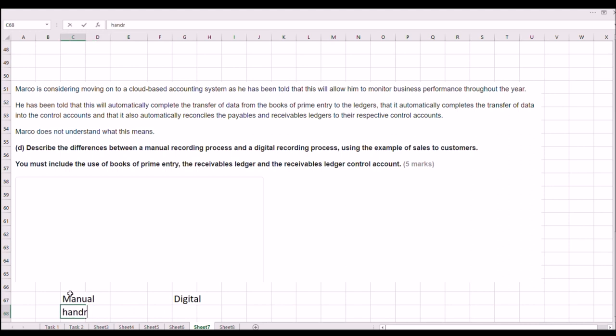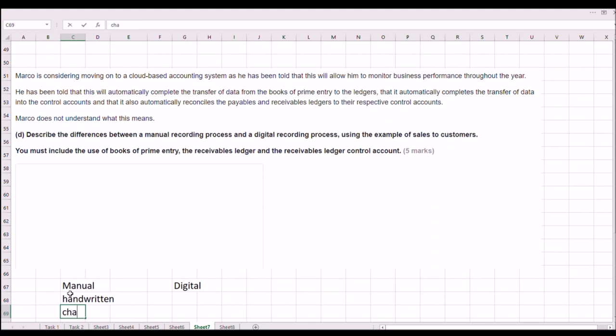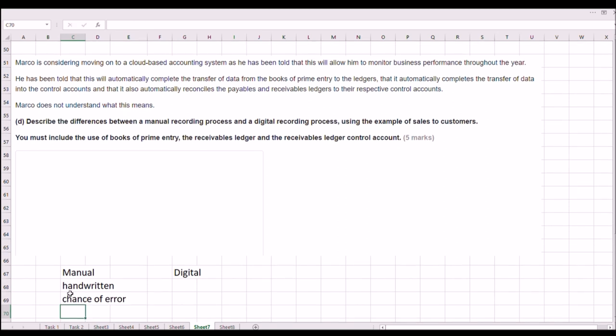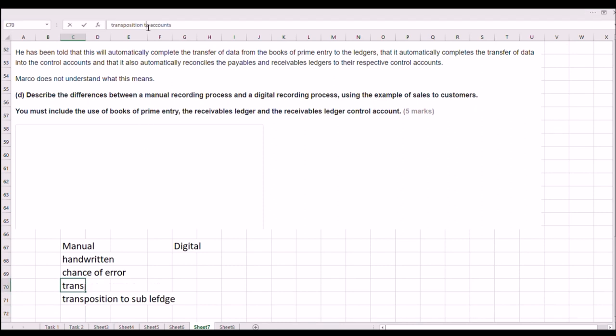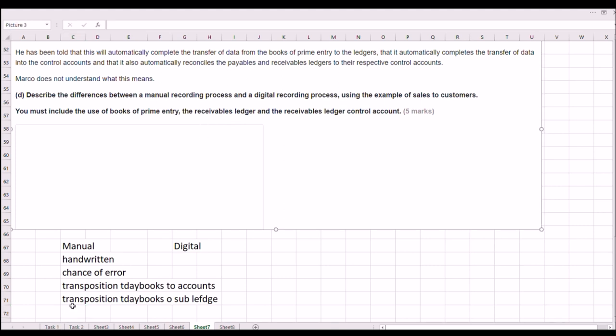So, manual is handwritten, with a chance of error. Describe the differences: chance of error, amounts need to be transposed to accounts in the general ledger, and transposed to subsidiary ledgers. So the transposition of the day books to accounts, and to the subledgers. Okay. And then we need to manually reconcile. Reconcile control accounts.